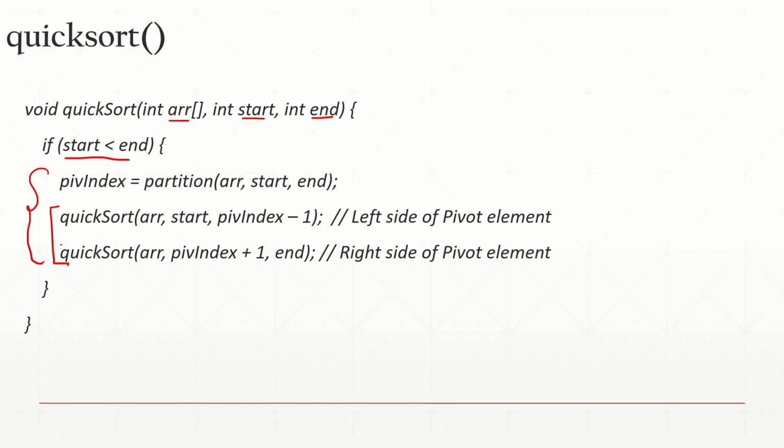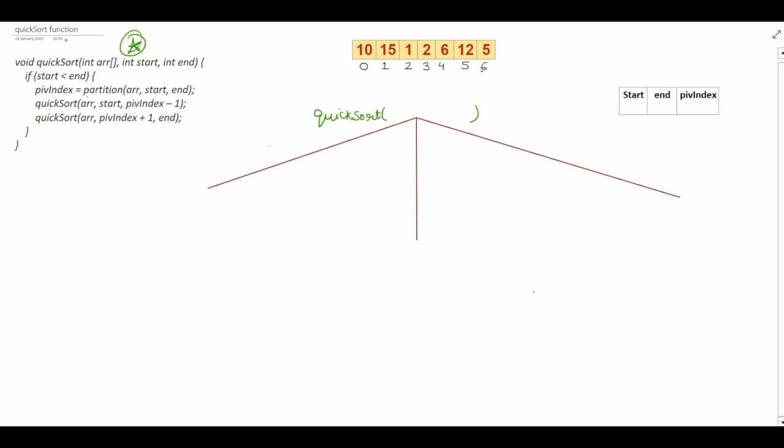So now let's examine the execution of this quicksort function. This is the code of quicksort that we will execute here step by step. This is my array ARR. Here I'm going to maintain a stack in which I'm going to store the values of start, end and PIV index every time I make a recursive call to the function quicksort.